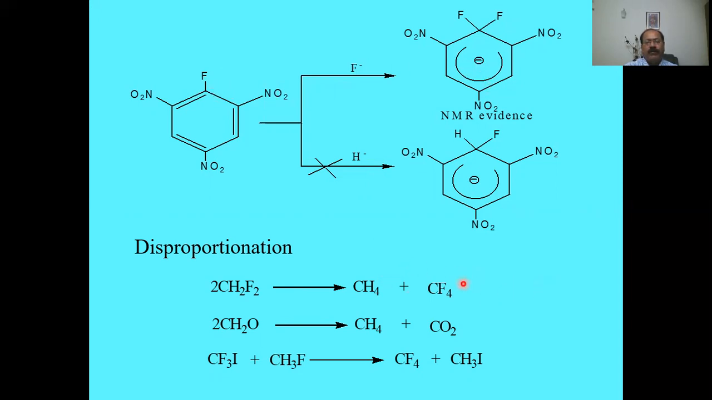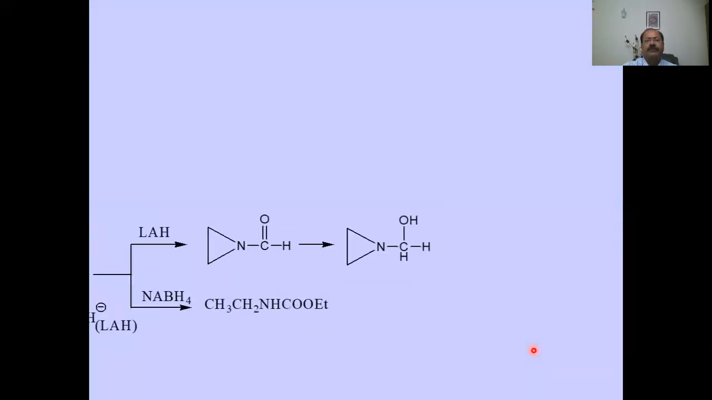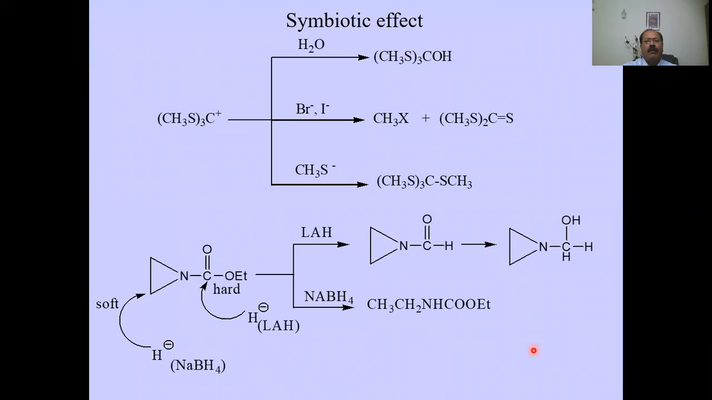And similarly, therefore, if one was to do the reaction of difluoromethane, if you heat it at high temperature, you will get these products. Even if you heat formaldehyde at high temperature, we get methane and carbon dioxide. If you heat iodotrifluoromethane and fluoromethane, we get these two products, which is a result of symbiosis, the symbiotic effect. Same here, this is a hard reagent and easily combines with this to give this or this.